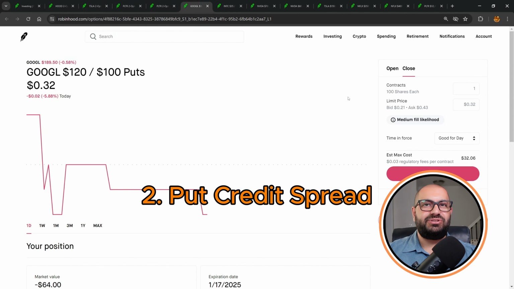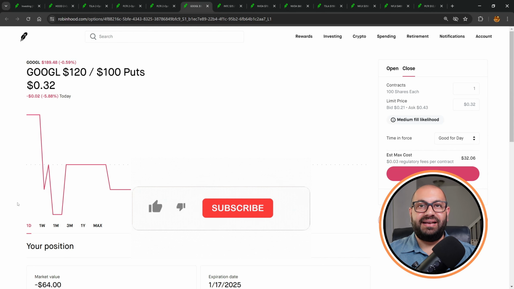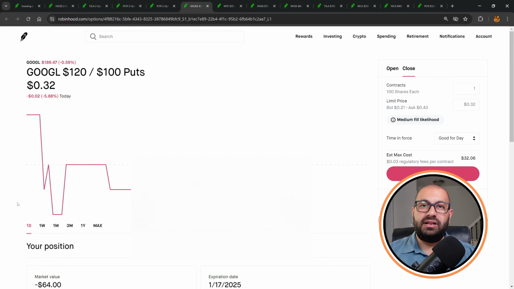Let's jump to the second option trading strategy we have: the put credit spread. A put credit spread is when you sell a put against a specific stock and simultaneously buy a lower put, to limit the cash collateral for you in that trade, and it's also considered that you are limiting your risk for that trade.